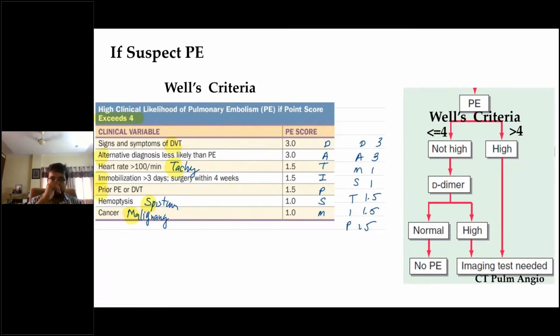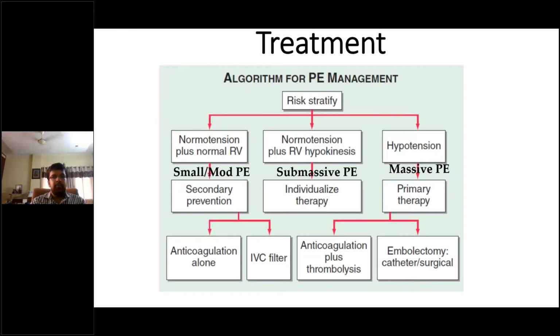You suspect a patient of pulmonary embolism, you take a good history, take good examination, and you calculate the Wells criteria. If more than 4, you directly go for CT pulmonary angio. If 4 or less than 4, you do D-dimers, and if D-dimers are also high, you again go to the CT pulmonary angio. Okay. So now coming to the treatment part.